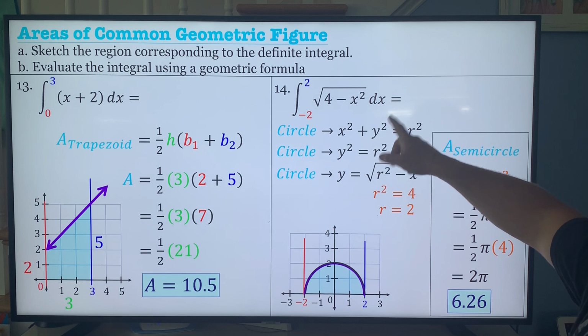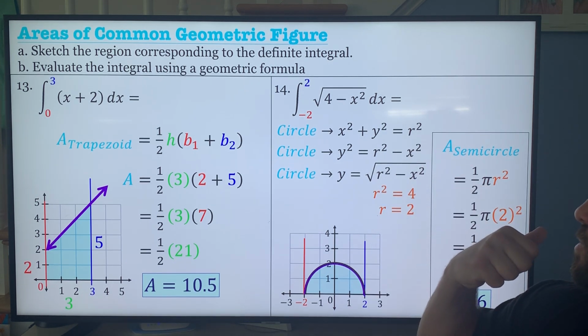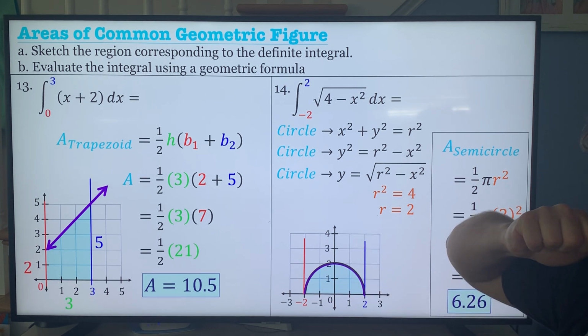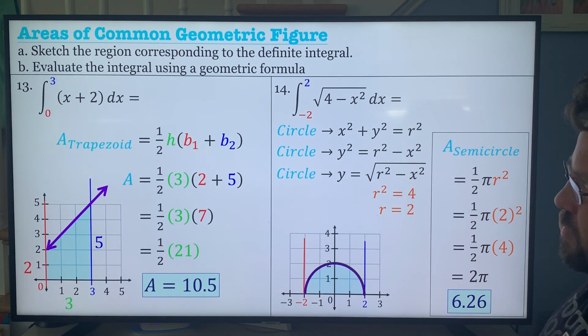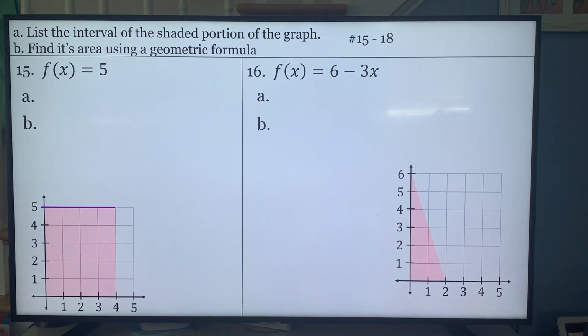Now this is only for a circle that has its center at the origin, which this one does. We good? No, this will not be on your test. All right. List the intervals of the shaded portion of the graphs for 15 to 18.